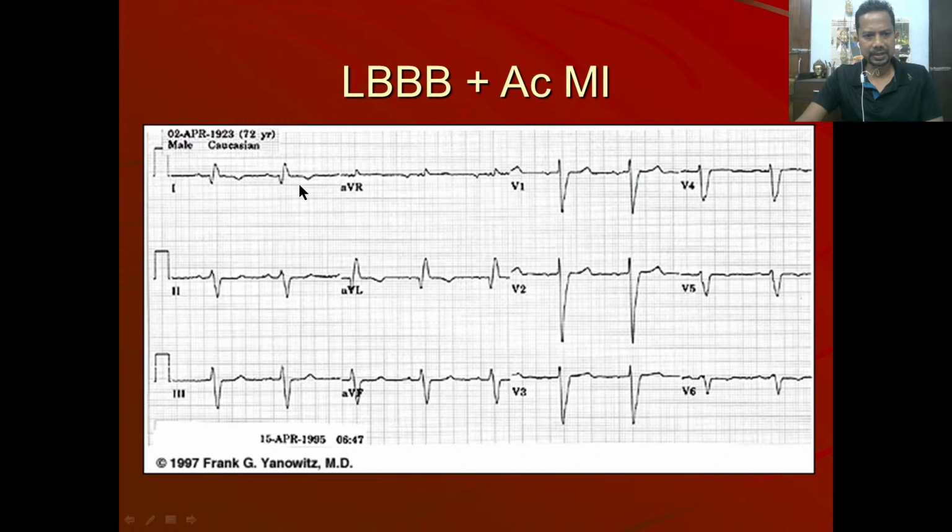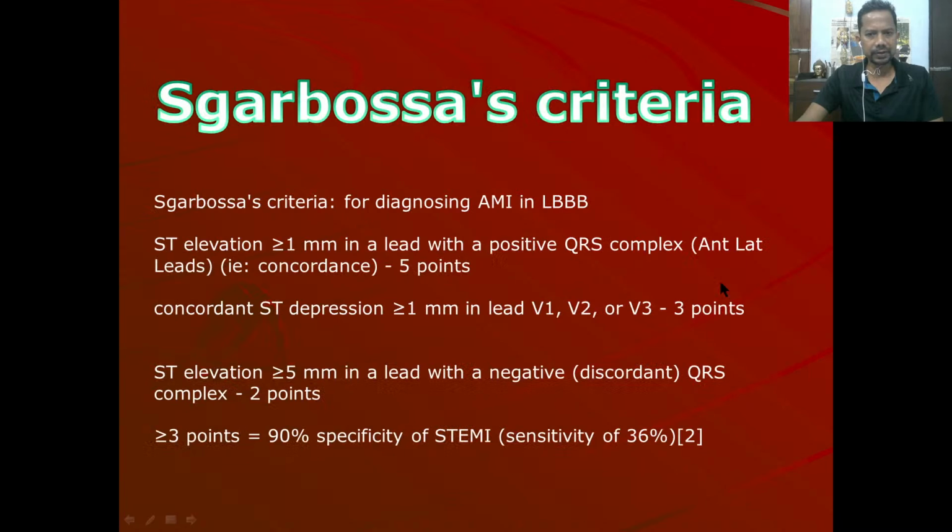So LBB is there in this ECG, broad QRS, left axis deviation is there, and there is an acute MI occurring. I will show you another ECG which is better. So this is Garbosa's criteria, for diagnosing acute MI in the setting of LBB.